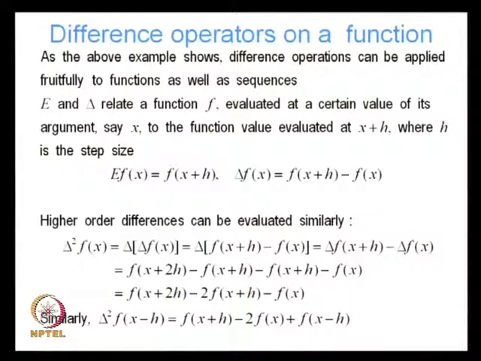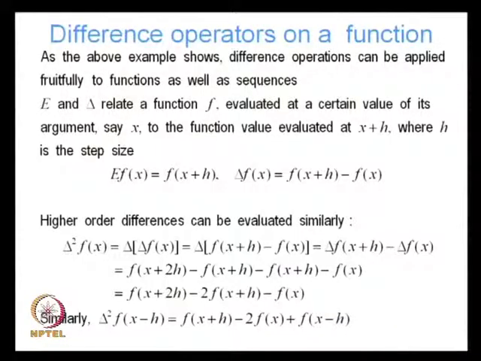As the above example shows, difference operations can be applied fruitfully to functions as well as sequences. E and delta relate to a function f evaluated at a certain point. I do not want to belabor this, but it is very similar to how we operate on sequences. E f of x is nothing but f of x plus h, after I move one step forward. If I have a uniform grid, E f of x is f evaluated at the next point on the grid, which is x plus h.